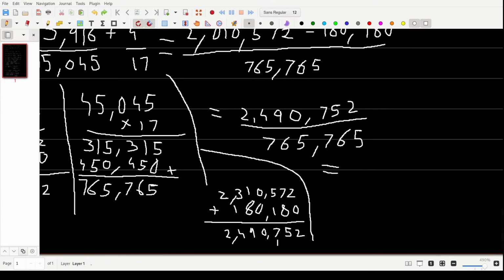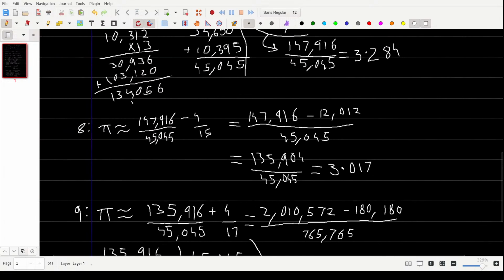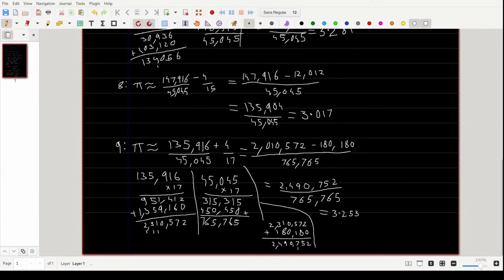Okay, that's not right. 3.253. Okay. We're getting close. That's off by 0.14, roughly, from the previous estimate. What is the third digit of pi? We must find out. I keep forgetting the third digit of pi.